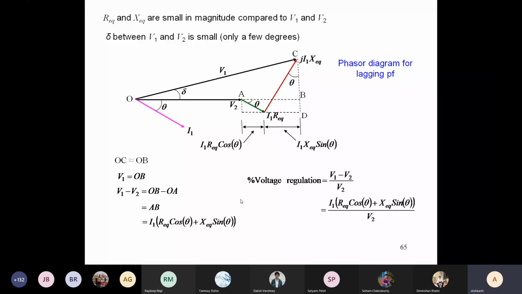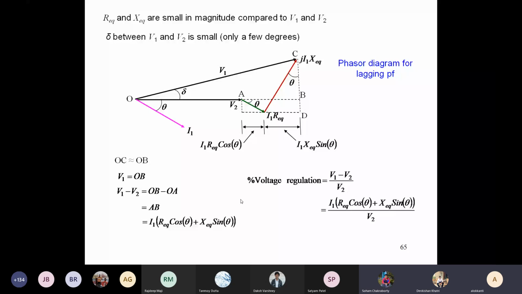You can find out for theta leading what will be the formula. So this comes from the phasor diagram for a lagging power factor. That is, voltage regulation is equal to I1 Req cos theta plus Xeq sin theta by V2.